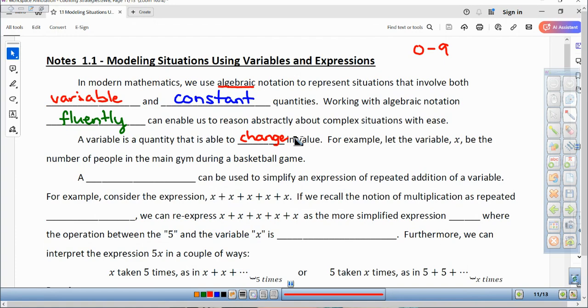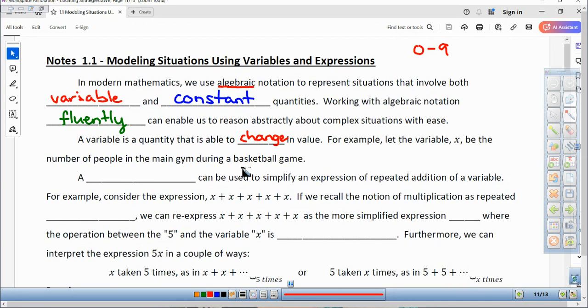For example, if we allow x to be the variable that represents the number of people in the main gym during a basketball game here at the high school. You know, that number of people does not stay consistent all the way throughout the game. At tip-off, there might be fewer people. At halftime, people are going out to the concession stand, they're going to the bathroom, timeouts, all sorts of reasons why people would be shuffling in and out of there.